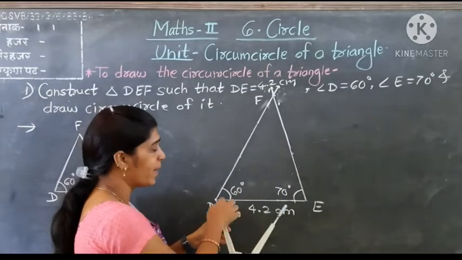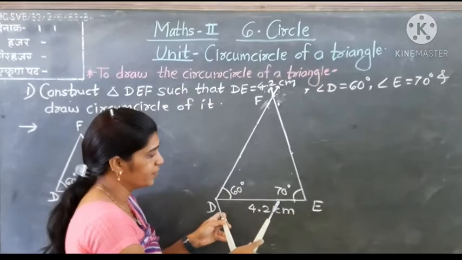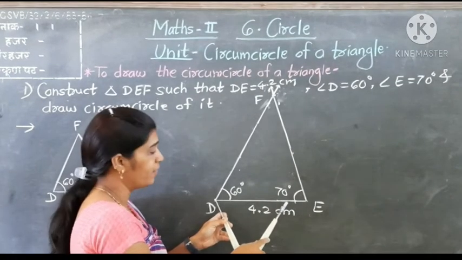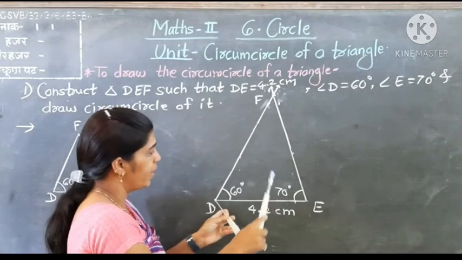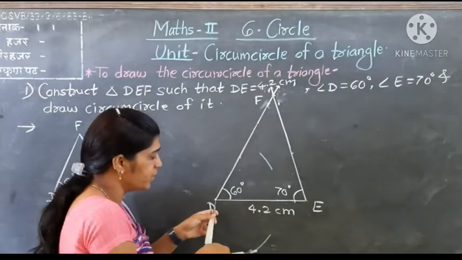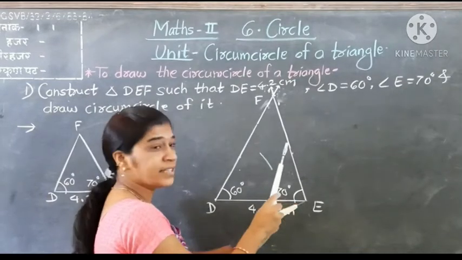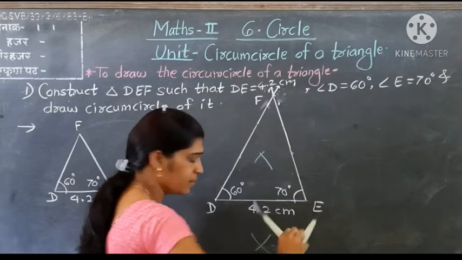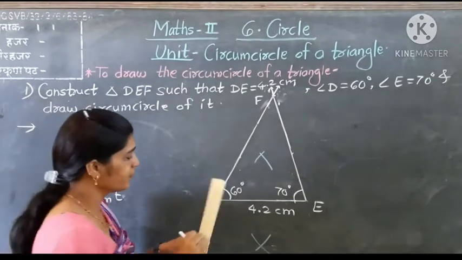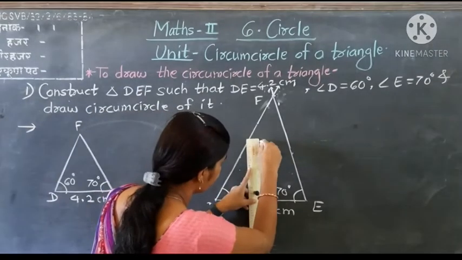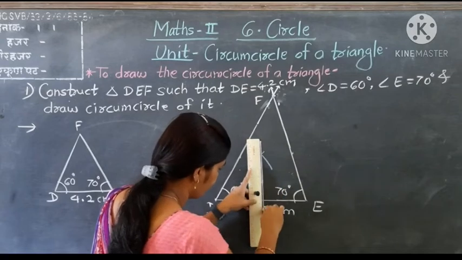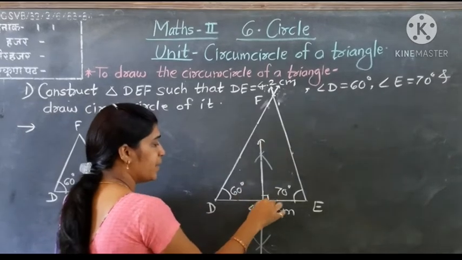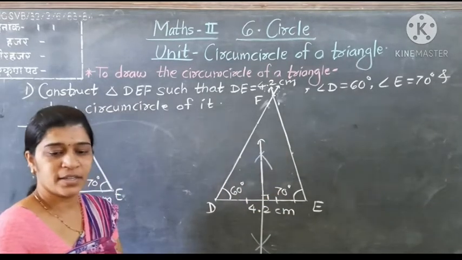First draw perpendicular bisector of segment DE. Take measure greater than half, and make arc on both sides of this DE. Take the same measure and draw arc. Okay, and then join these 2 points. This is perpendicular bisector.